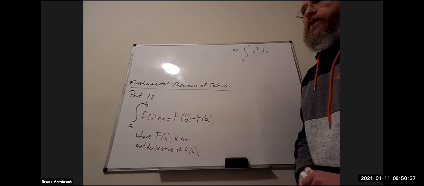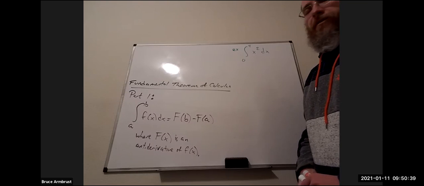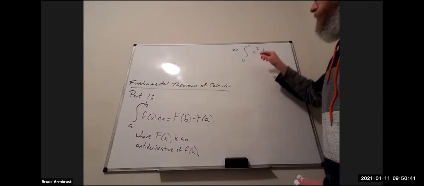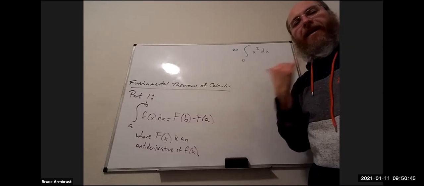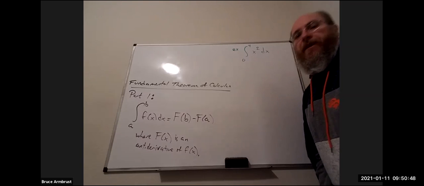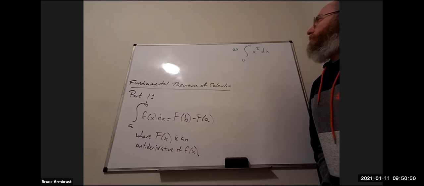Oh, actually, that's not true. Was it x cubed? No, it was x squared. I think this was right. 0 to 4 of x squared. Regardless, let's see if we can do this.